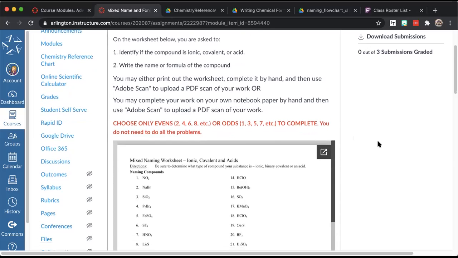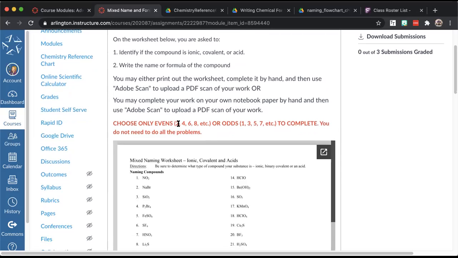But the best way to get better at doing this is to practice it a lot. So you are going to do 50. You're going to do 25 names on the first page and 25 formulas on the second page, and that'll give you a good mixture of doing both directions and practicing all the different kinds. So I'm going to leave it up to you to choose evens or odds.